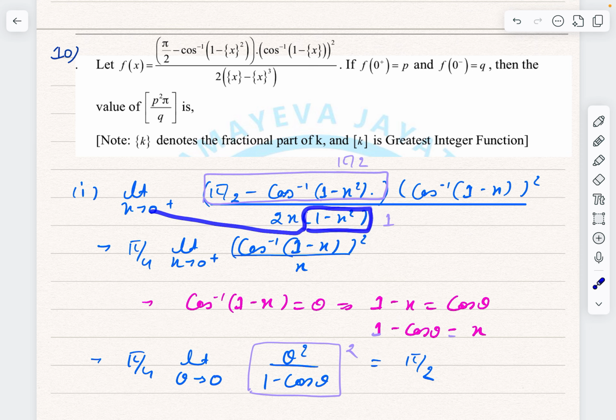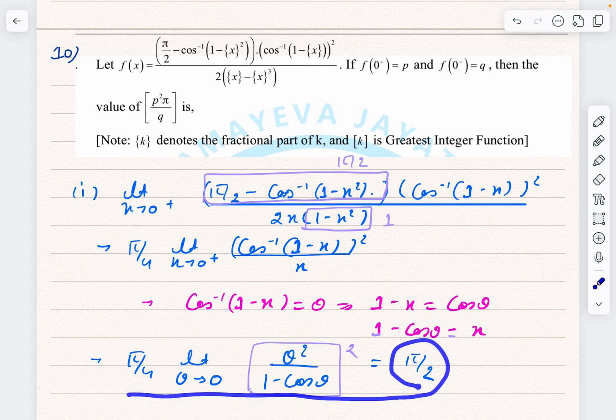Here you put x as 0, you get 1 only, so keep this also out. Left with cos inverse of (1 minus x) whole square by x. If I put cos inverse of (1 minus x) as theta, 1 minus x will be cos theta, and we can say 1 minus cos theta will be x. So the numerator will just become theta square, and the denominator will become 1 minus cos theta. And when x tends to 0, theta will also tend to 0 because cos inverse 1 is 0. So we get limit theta tends to 0, theta square by 1 minus cos theta, which will be just 2 only. We have a direct formula. So this value will come out to be pi by 2. Okay, so p will be pi by 2.